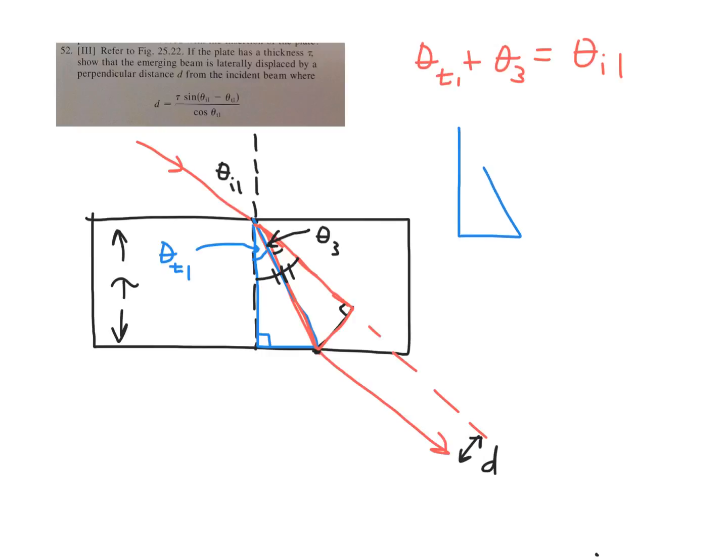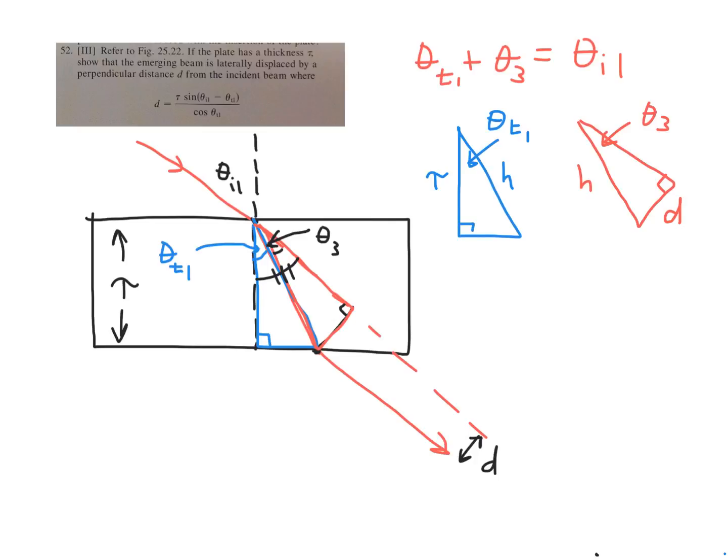The blue triangle has a right angle there, and it has a thickness, this is tau, and this is theta T1 right here. It shares a hypotenuse, which I'm going to call H. And then the red triangle, which I'm going to separate out right now, has a position sort of like that, where the hypotenuse is H, on top of the blue triangle, and this is D, what we're really looking for, and this up here is theta 3.